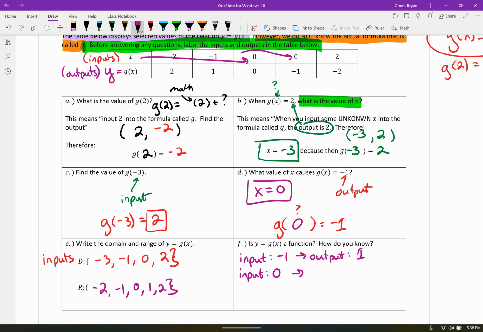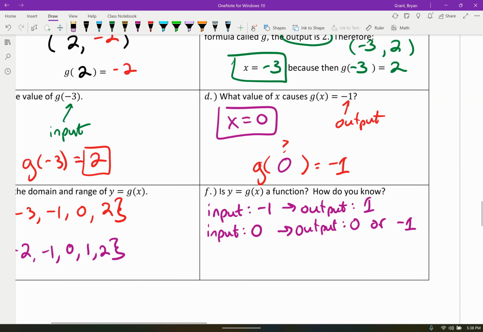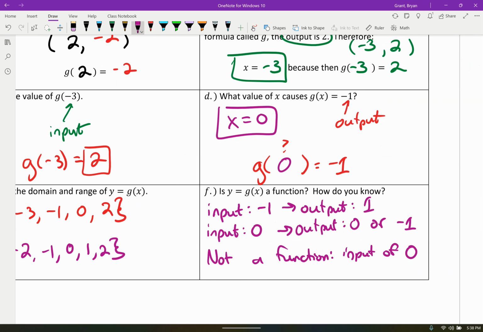This is like walking into a restaurant and two people ordering the same entree but being charged two different prices. That doesn't make sense. If you pick an input, you need to know what is the output that goes with it. So the output that goes with this, are both 0 or is it -1, right? There are two. And that uncertainty means that this is not a function, right? Not a function. Most of the time, people would say the input of 0 repeats. You could also say that 0 maps to two different outputs, something like that.